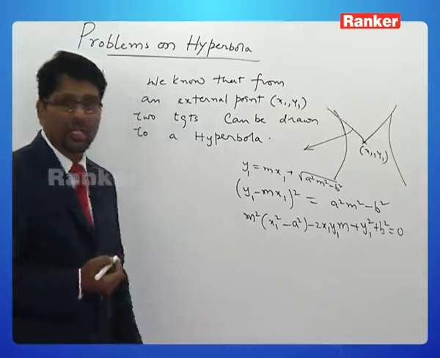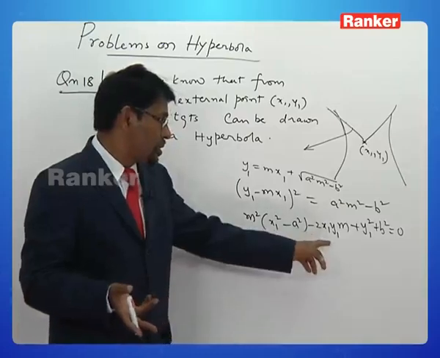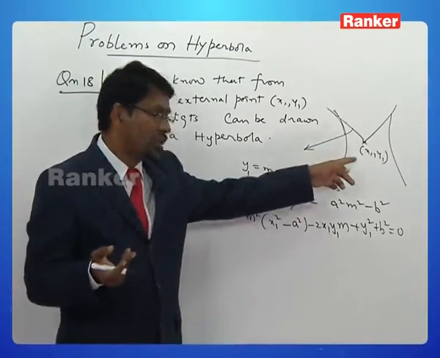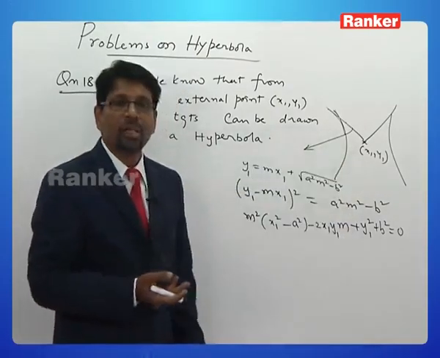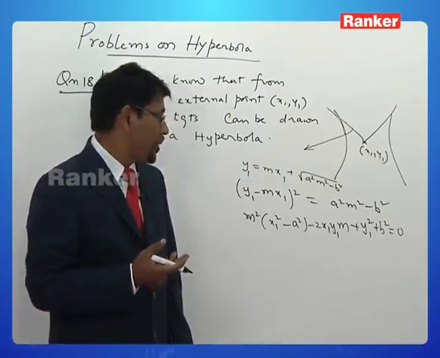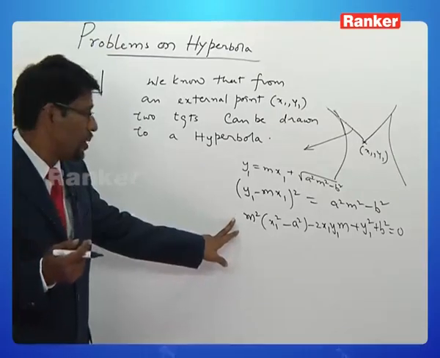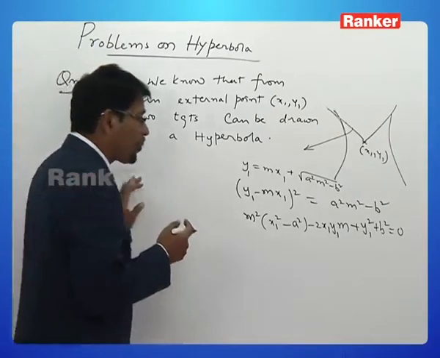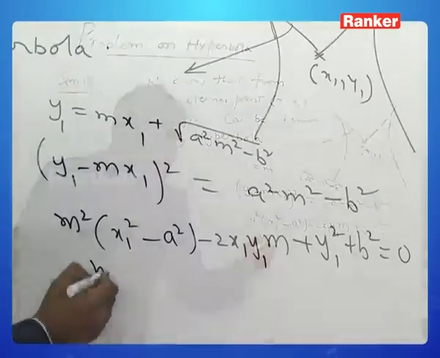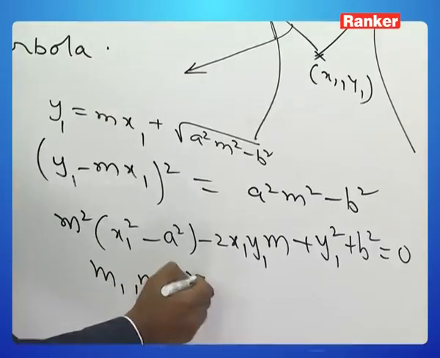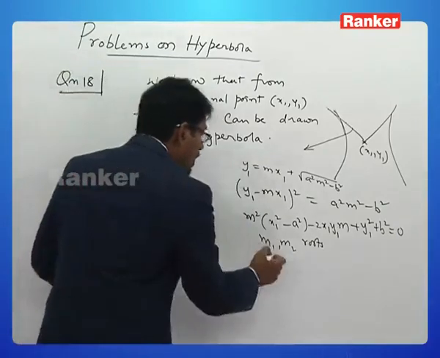Now this is clearly a quadratic in m. How many roots can be there for it? At most 2. Since the discriminant of this will be positive, it will have 2 distinct roots, which comes from the fact that x1 comma y1 lies outside the hyperbola. So this is going to yield 2 distinct real roots. Now, he has given that the product of the slopes, suppose m1 and m2 are the slopes, are roots of this, which will actually become the slopes of the 2 tangents. So m1 m2 are the roots.